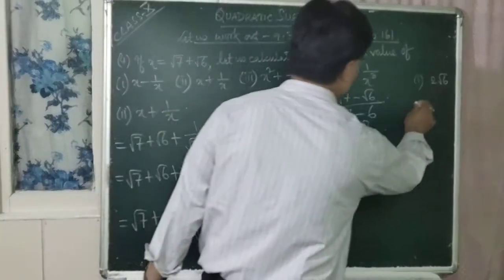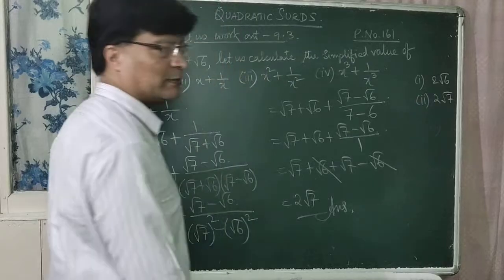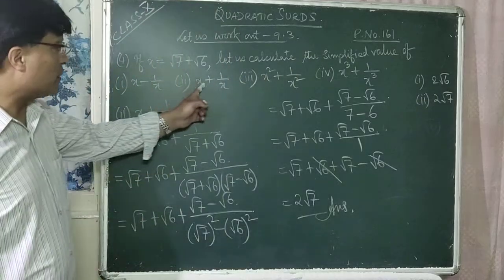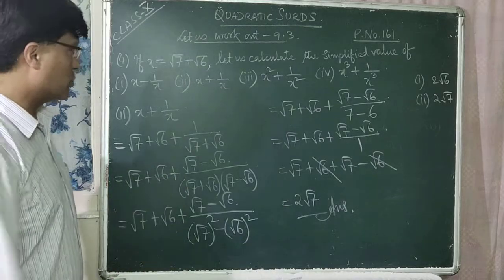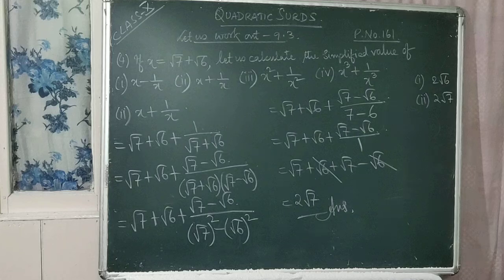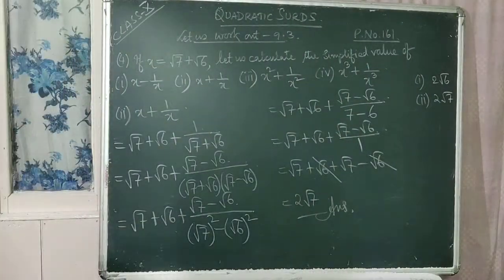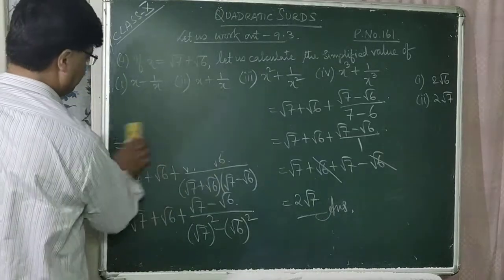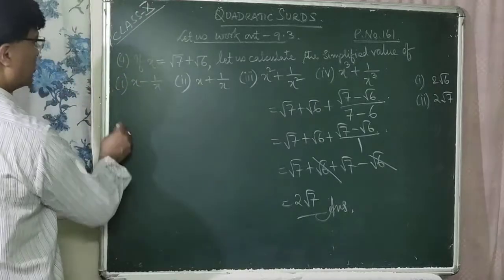So what is the answer for number 2? It is 2 root 7, right? So x plus 1 upon x is 2 root 7. So you can copy it. Now we will do the third part. So what is the third part here? That is, you have to get the value for number 3 now. So let us do number 3.